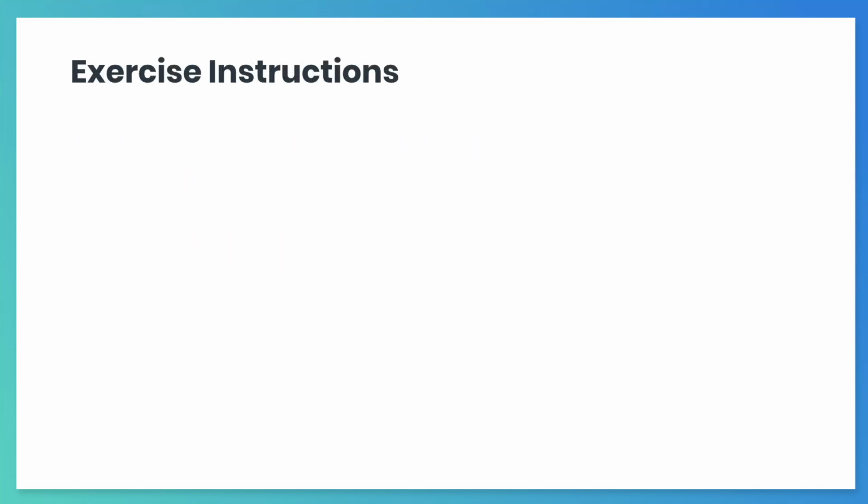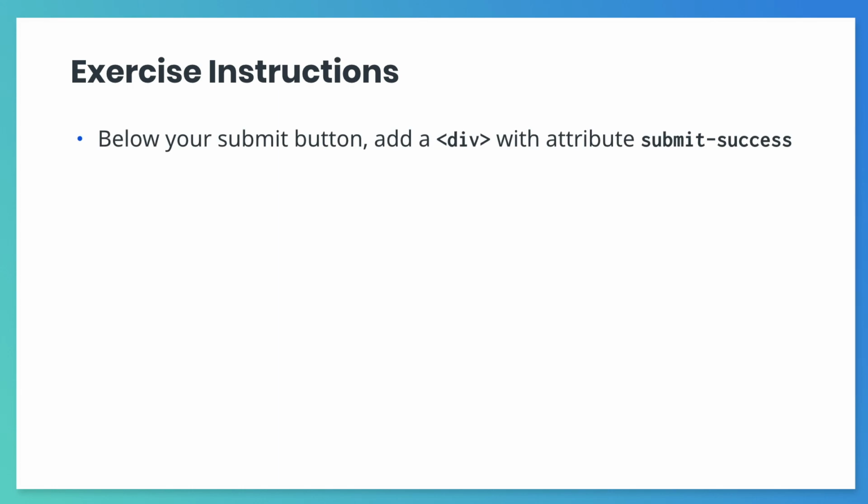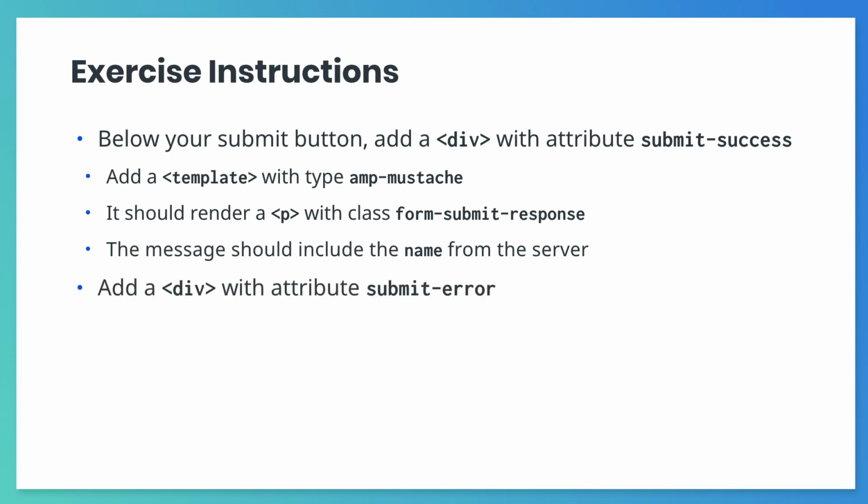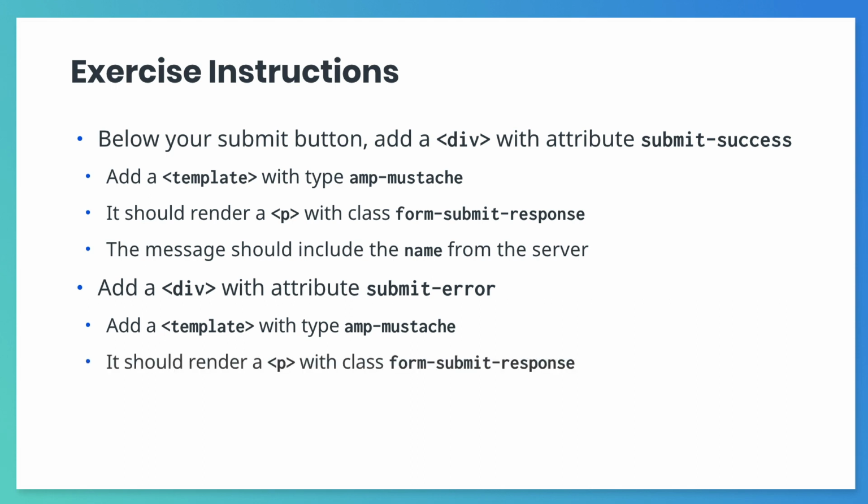Let's start the exercise. Below your Submit button, add a div tag with attribute submit-success. Add a template with type AMP Mustache. It should render a p tag with class form-submit-response. The message should include the name from the server. Now add a div tag with attribute submit-error. Add a template with type AMP-mustache. It should render a p tag with class form-submit-response. The message doesn't need the name. Now, pause the video and try this out.